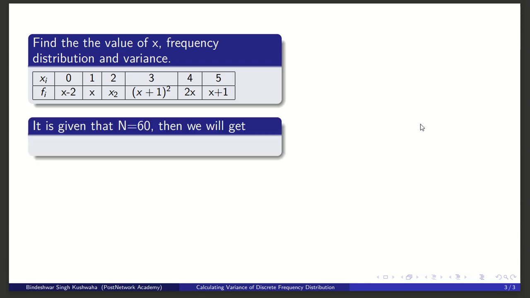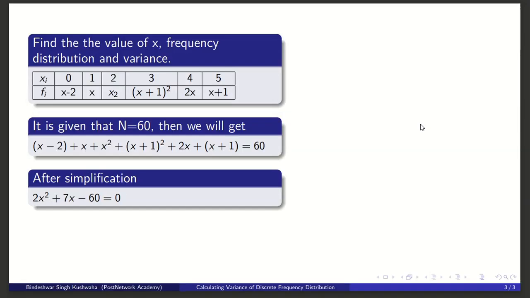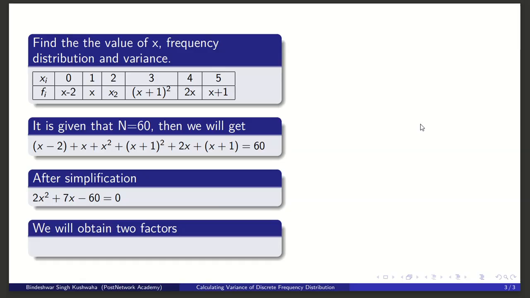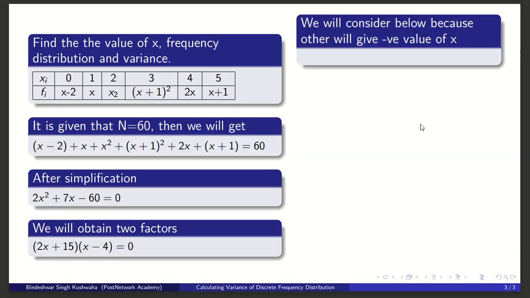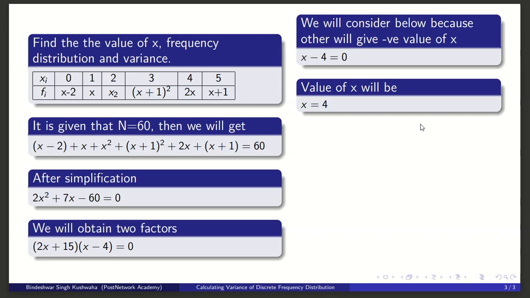Here it is given that n is equal to 60. Then what will we get? We will add all the frequencies, so that would be equal to 60. Now after simplification, you will get 2x² + 7x − 60 = 0. We will obtain two factors. Now, we will consider one of them because the other will give a negative value of x. So x would be 4.